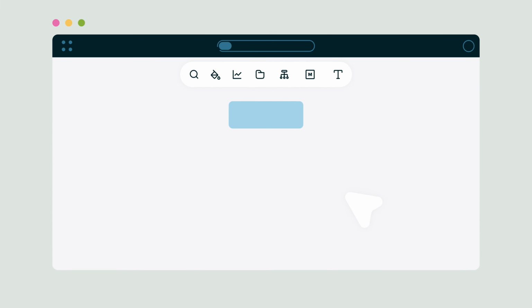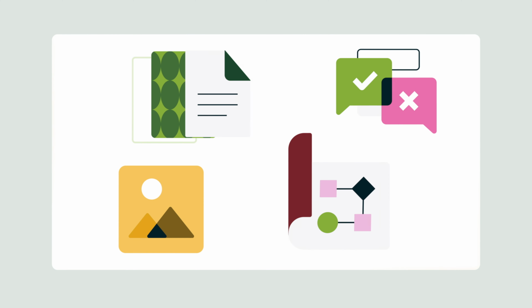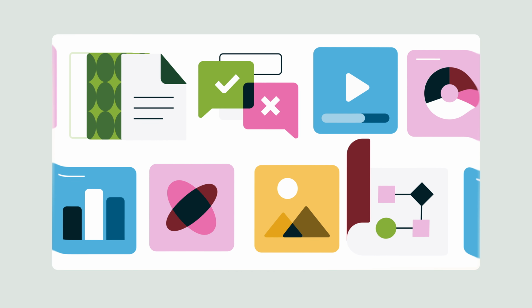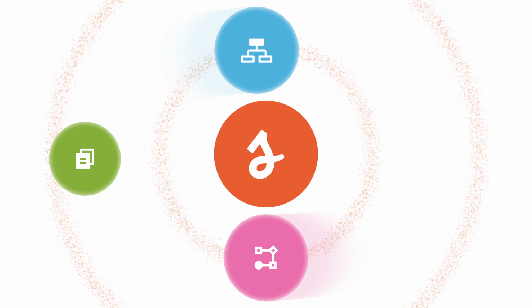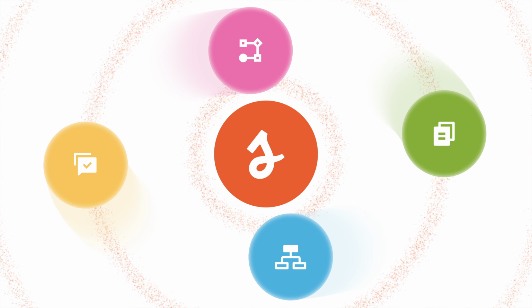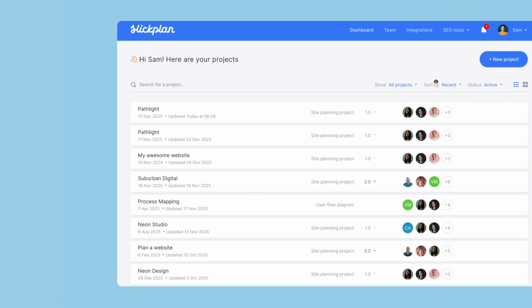That's why we built Slickplan, a single connected workspace that brings structure, content, user flows, and design feedback together. Slickplan unites every stage of website planning, from navigation and user journeys to content and design collaboration, in one place built for clarity and flow. Let's see how it all fits together.